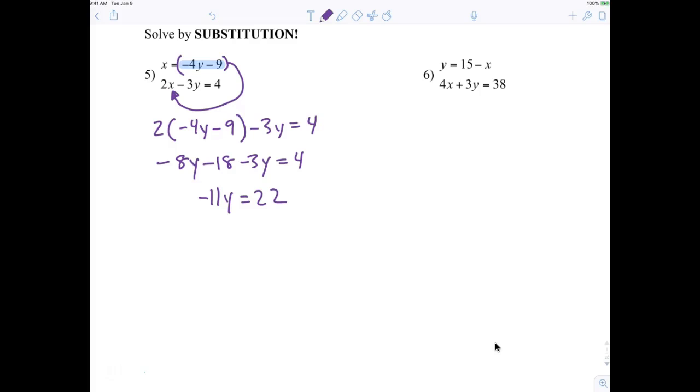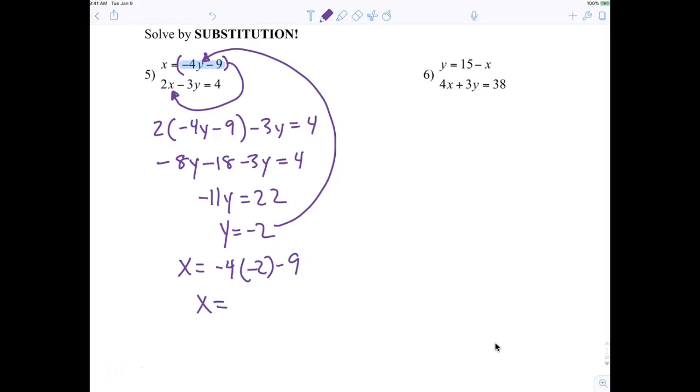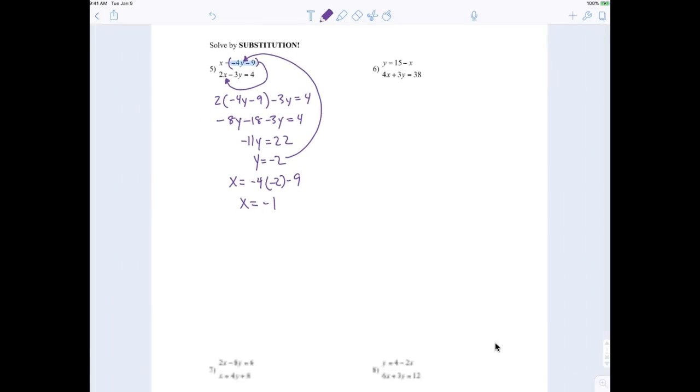Now, at the beginning of the year, that was traumatic for some of you. All right. So now you're in good shape. All right. So y equals what? Negative 2. Now that I know y is negative 2, I substitute y into this equation right up here. Wherever I see a y, I can put what now? Negative 2. So x is equal to negative 4 times negative 2 minus 9. So we know x is equal to what? Negative 1. So now my answer is, yes, negative 1 comma negative 2.